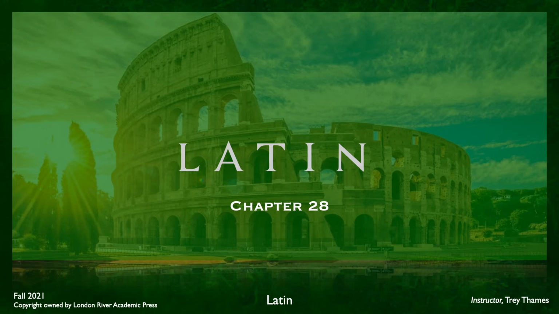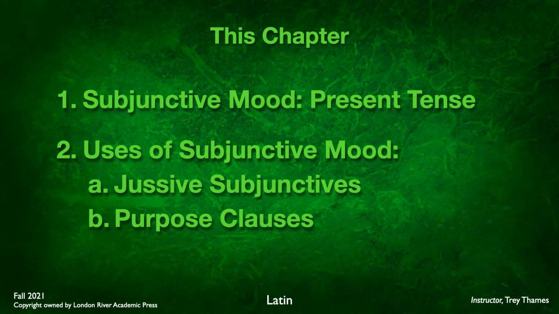Welcome to Wheelock's Latin, chapter 28. In this chapter, we're going to be introducing the subjunctive mood. We'll be looking specifically at how to form and translate the present tense, and we'll be introducing two of the main uses of the subjunctive mood.